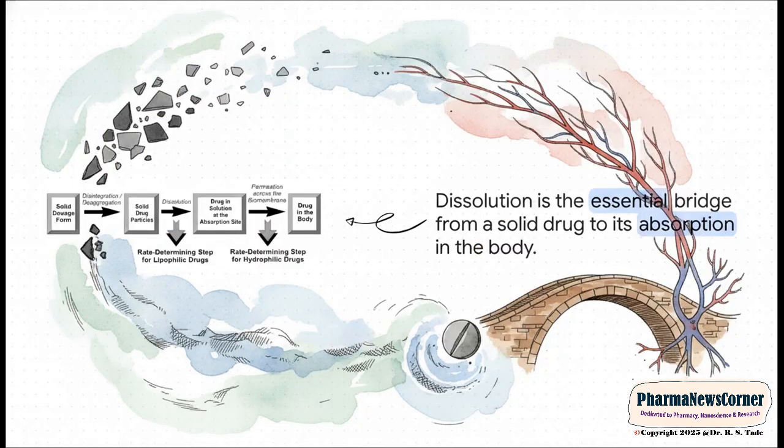This is the moment the drug becomes available for your body to actually use. And this diagram here, it lays it all out perfectly. You see, a solid tablet first has to break apart. That's disintegration. Then those smaller particles have to dissolve, which gets the drug into a solution right where it needs to be absorbed. Only then can it pass into the bloodstream. Now, for a lot of drugs, especially the ones that don't dissolve easily, this step right here is the slowest part of the whole process. It's the bottleneck. We call that the rate-determining step.